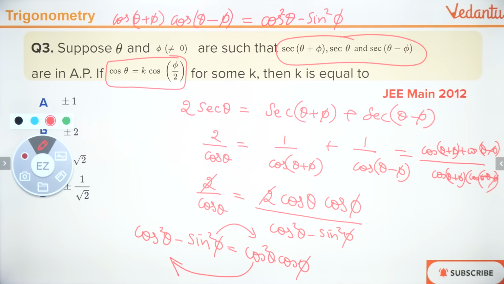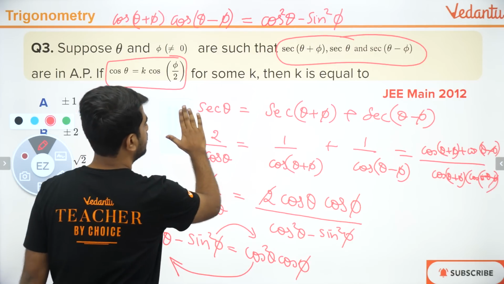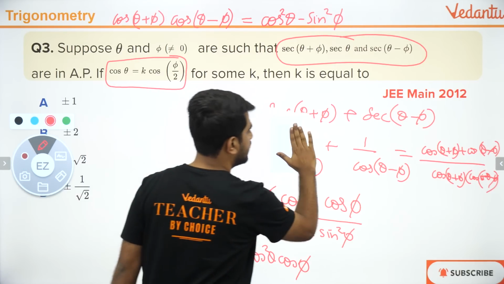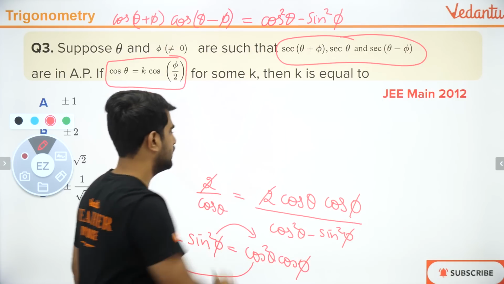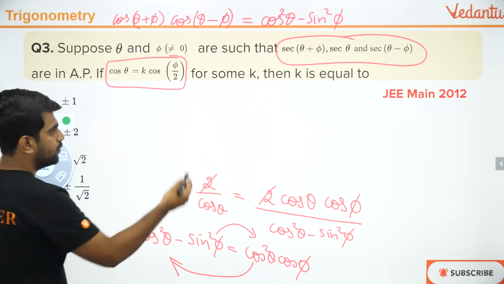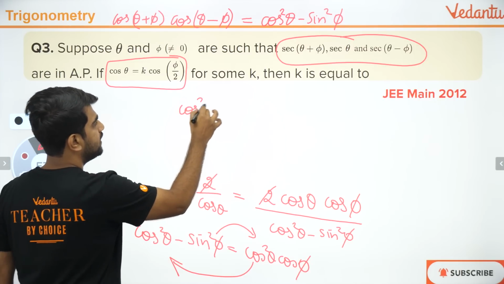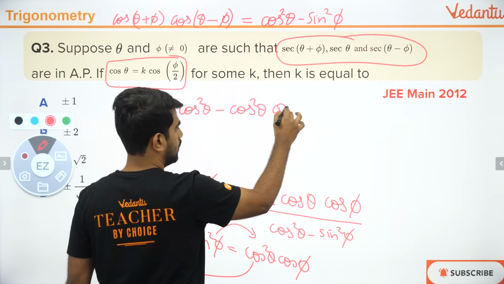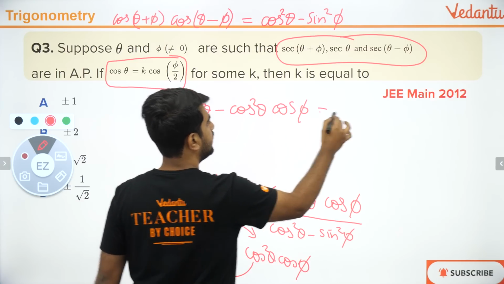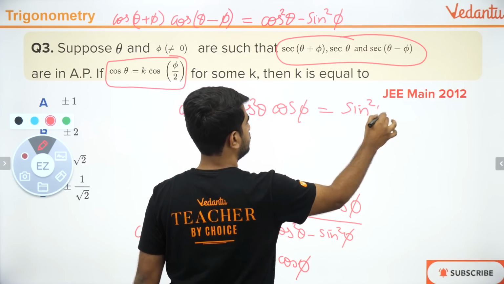So guys, I need some space to solve, so I'm going to erase a few steps. I hope you don't mind. Okay? So I'm going to erase the first 2 steps, assuming that you guys have copied it down and you are very well aware of it. Now, when I do this step, what will I get? I'll get cos square theta minus cos square theta cos phi is equal to sin square phi.